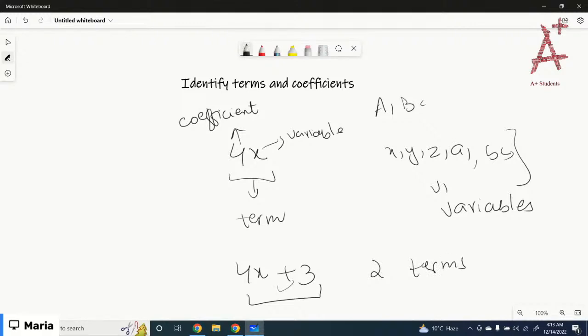Variable, from vary, means a thing whose values can be changed, so variables can have different values. Any small alphabets a, b, c, x, y, z are the variables, and the numbers written with them are the coefficients. Like 4 is the coefficient of x. 3 is just a constant because you don't have any variable with the 3. Together they make the terms.